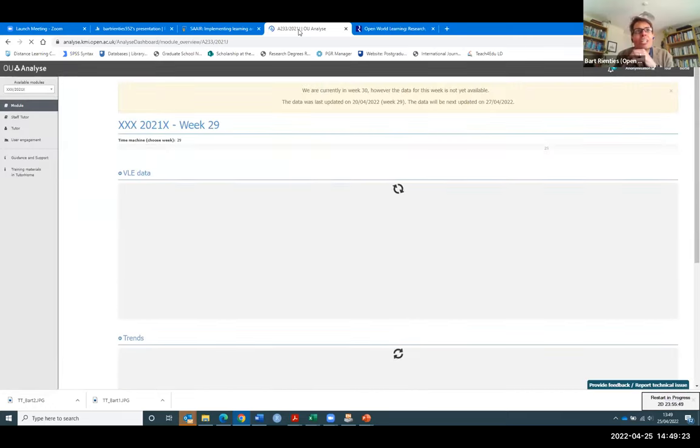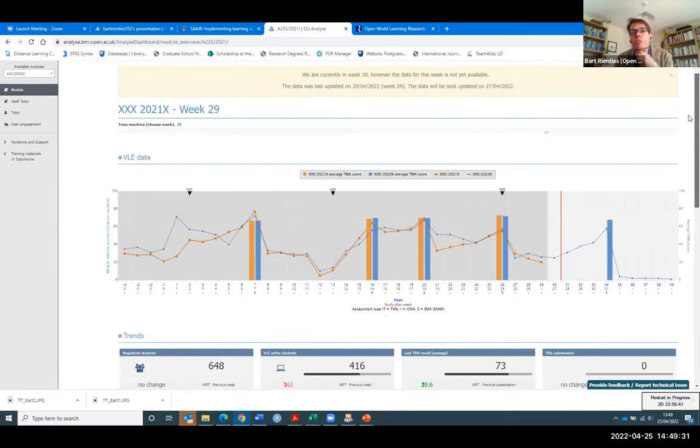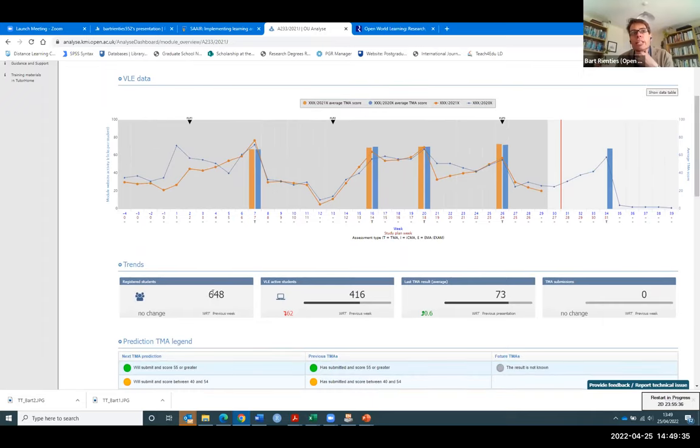the demo will work. I have anonymized the data, but this is a real course. It's a real course in year two, and it has 664 students currently in the course. And there are 416 who are active. And what you see in this visualization is how the students are progressing in terms of their average engagement and how well they're doing on the respective assignments that they're participating in.